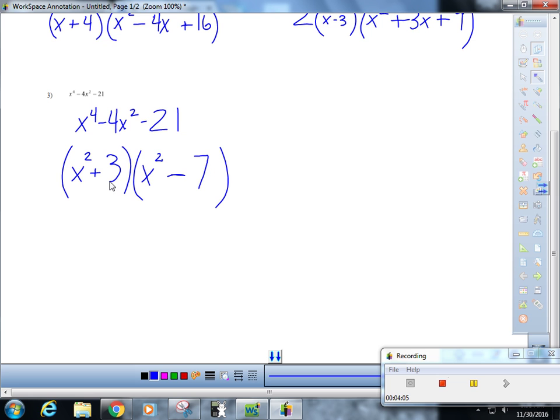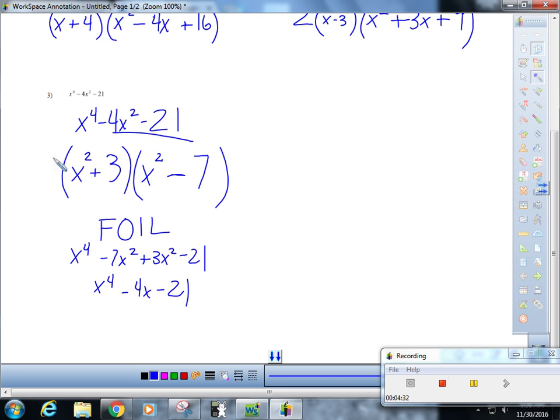If you wanted to FOIL this out to check your answer, you would get x to the 4th minus 7x squared plus 3x squared minus 21, which is x to the 4th minus 4x squared minus 21. Now I'm feeling good because that's what I started with. So remember, this is your answer. This is checking your answer. Boom!